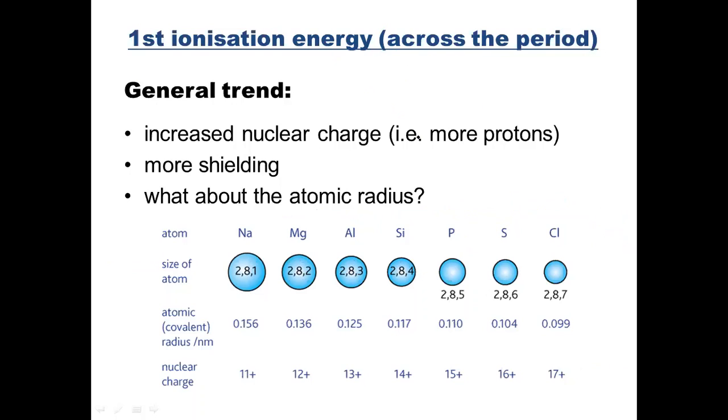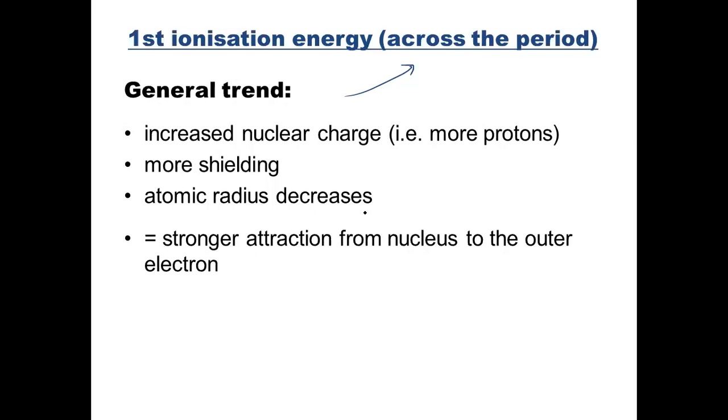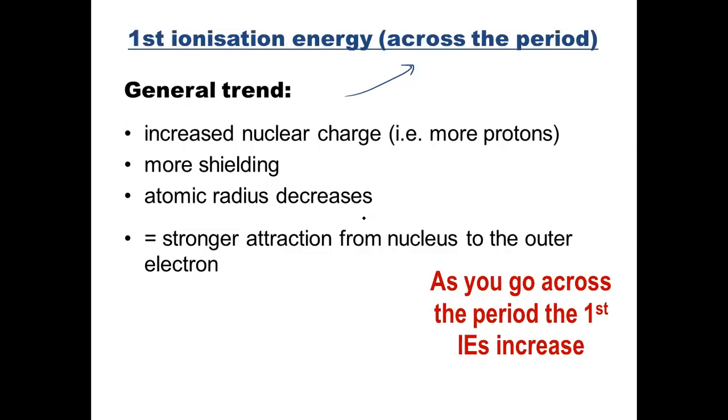And that explains the general trend of ionization energies. So atomic radius decreases. Do you remember the general trend was up across the period? So you get increased nuclear charge, you get more shielding, and you get smaller radius. All of these factors mean strong attraction from nucleus to the outer electron, and as you go across the period, the first ionization energies increase.